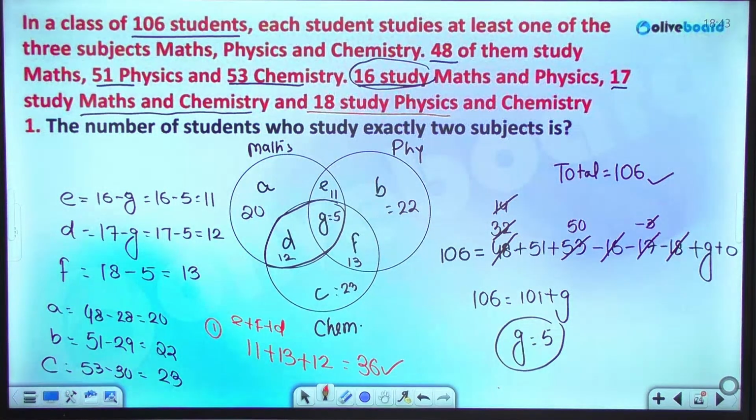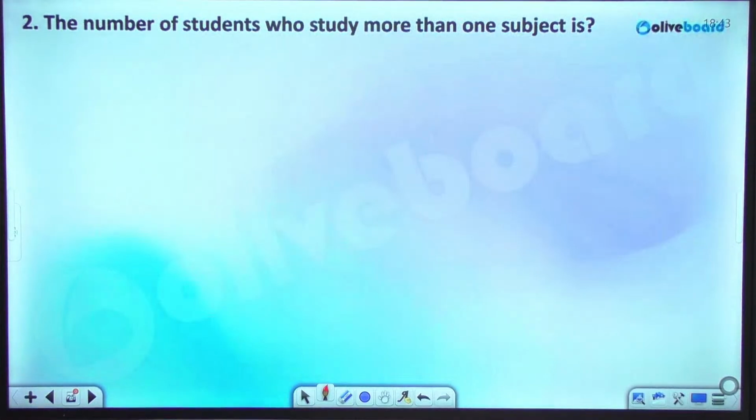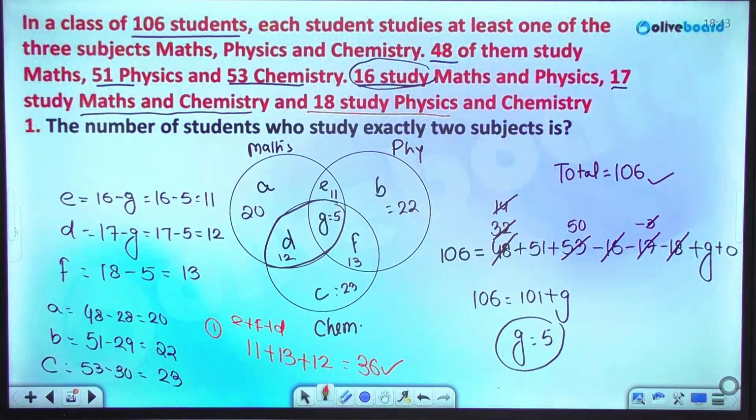Everybody clear? Moralian, is it clear? Comment कीजिए भाई. Is it clear or not? Clear?